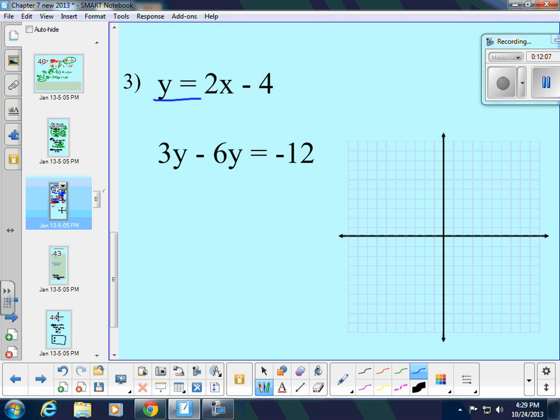This one's already set up nice for substitution. It's got y equals, and then it's got this expression on the right side of the equation. So I can substitute right now and plug 2x minus 4 in for y in my second equation of the system.